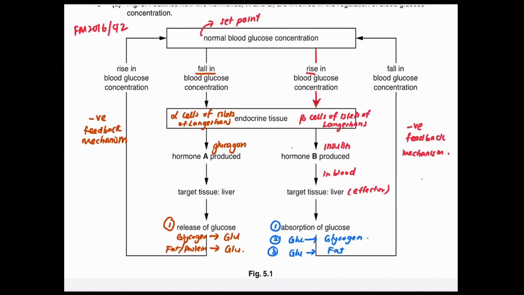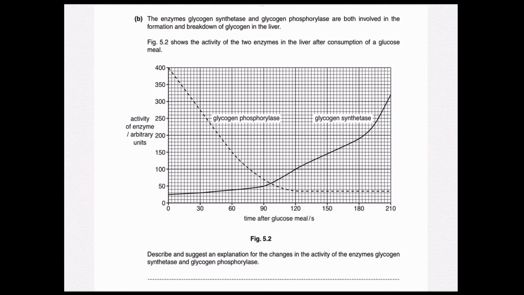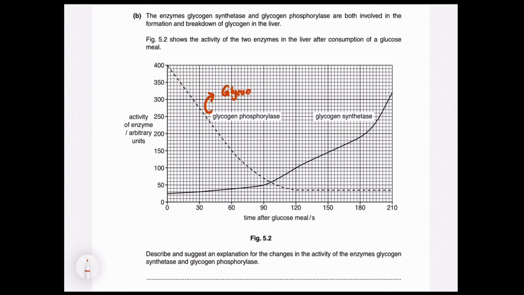In the next question, they show you a graph about the activity of two enzymes in the liver after consumption of glucose. So what is the role of glycogen phosphorylase? If you go into detail about the hormone glucagon, you will know that glucagon will activate this enzyme to break down glycogen into glucose. Whereas glycogen synthetase, from the name itself, you can tell that it's under the influence of the hormone insulin, where glucose will be converted to glycogen.